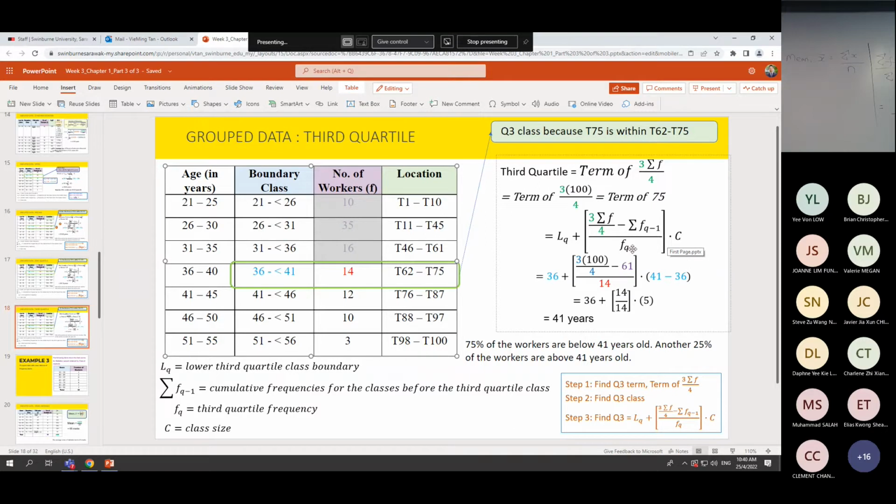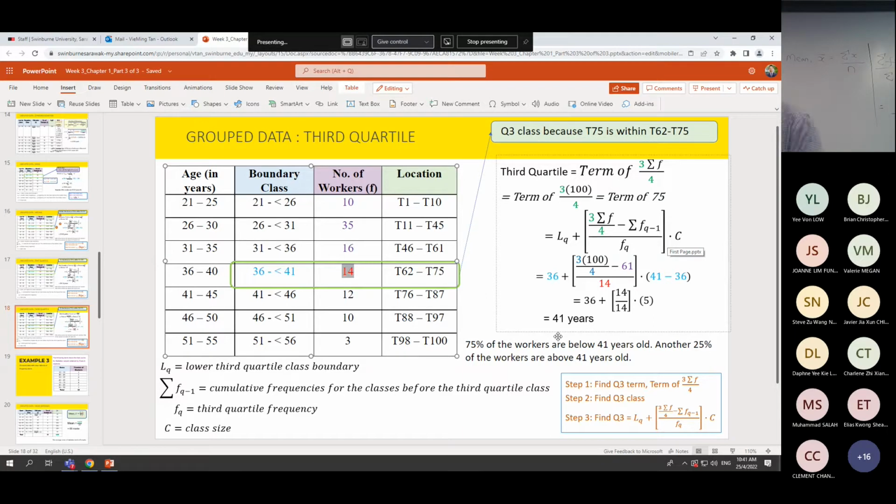How about this one? The frequency exactly at the Q3 class is 14. This is the Q3 class and the frequency is 14, so substitute it here. C is the class size for the Q3 class, which is 41 minus 36. Simplify this part, and you get 41. Exactly equal to 41.